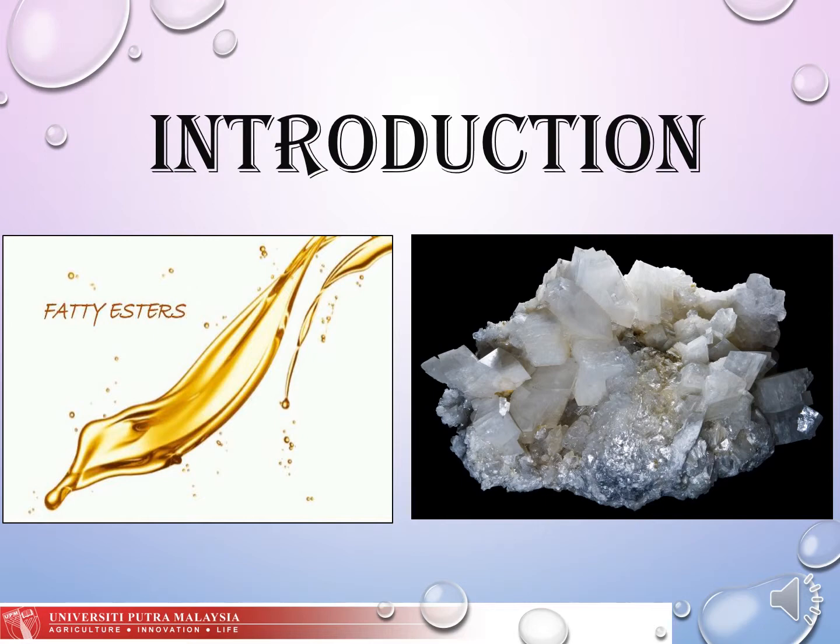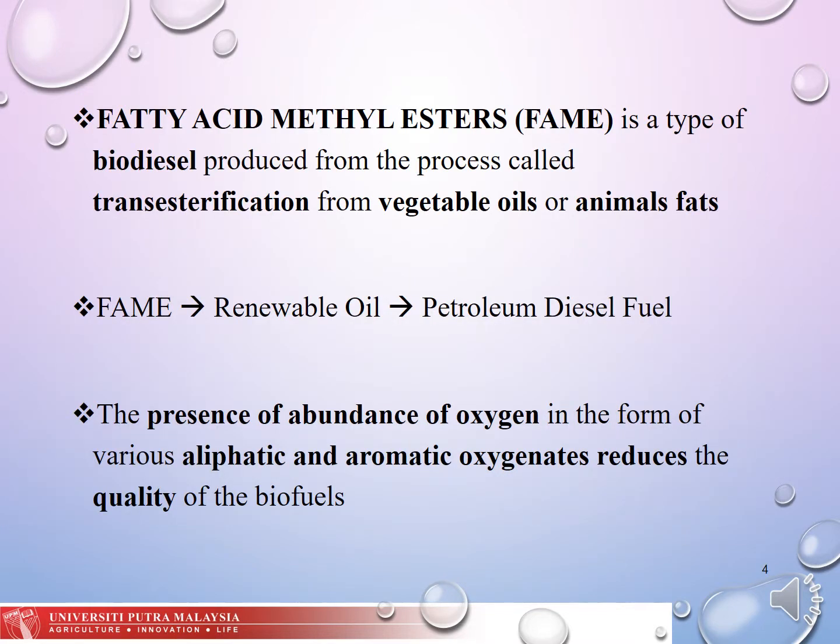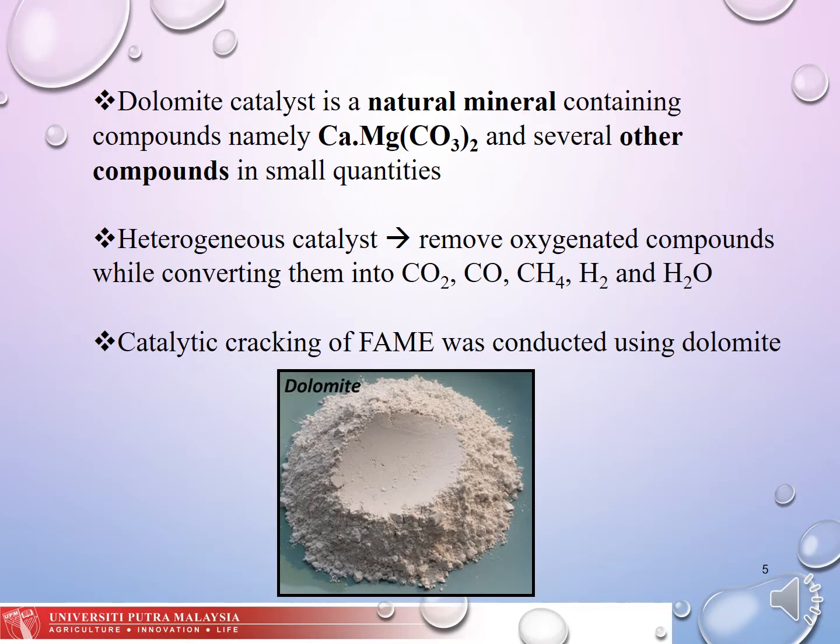There are two types of raw materials mainly used in my project, which are FAME and dolomite as catalyst. FAME is a type of biodiesel produced from the process called transesterification from vegetable oils or animal fat. FAME is a renewable oil which can be a substitute for petroleum diesel fuel. However, the presence of an abundance of oxygen in the form of aliphatics and aromatics reduces the quality of the biofuel. Therefore, a method of catalytic cracking of FAME using dolomite was introduced.